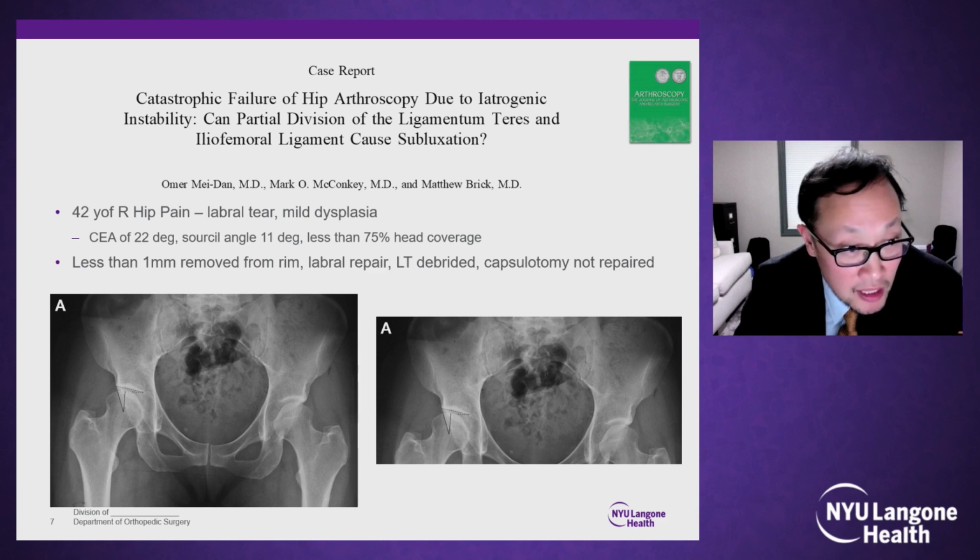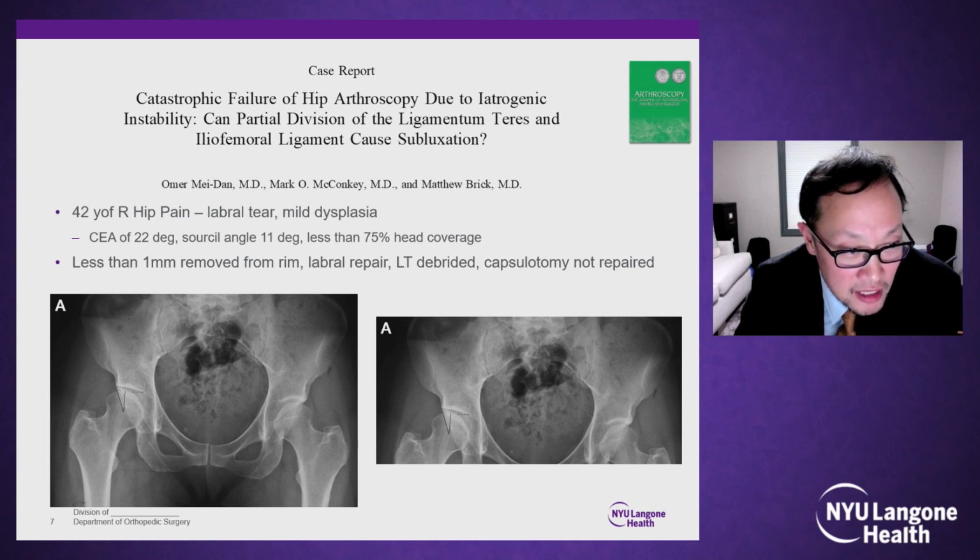I remember these case reports very well during my experience with hip arthroscopy, because you want to avoid the disasters. This is a 42-year-old woman with right hip pain, labral tear, mild dysplasia. And what the title here states is that if you divide the ligamentum teres and the iliofemoral ligament, does that cause subluxation? What it really should state is be careful about dysplasia, because hip arthroscopy may fail.